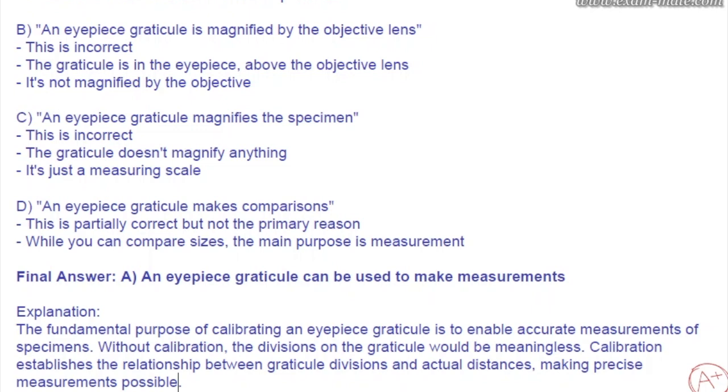Explanation. The fundamental purpose of calibrating an eyepiece graticule is to enable accurate measurements of specimens. Without calibration, the divisions on the graticule would be meaningless. Calibration establishes the relationship between graticule divisions and actual distances, making precise measurements possible.